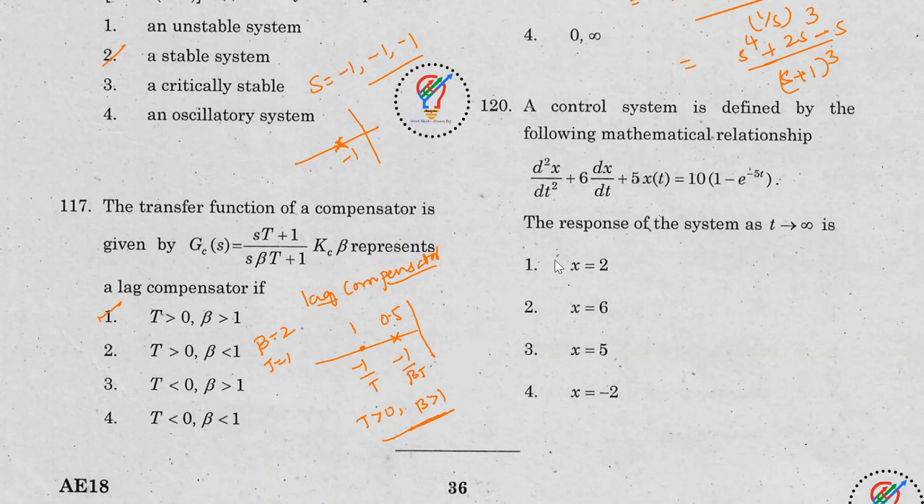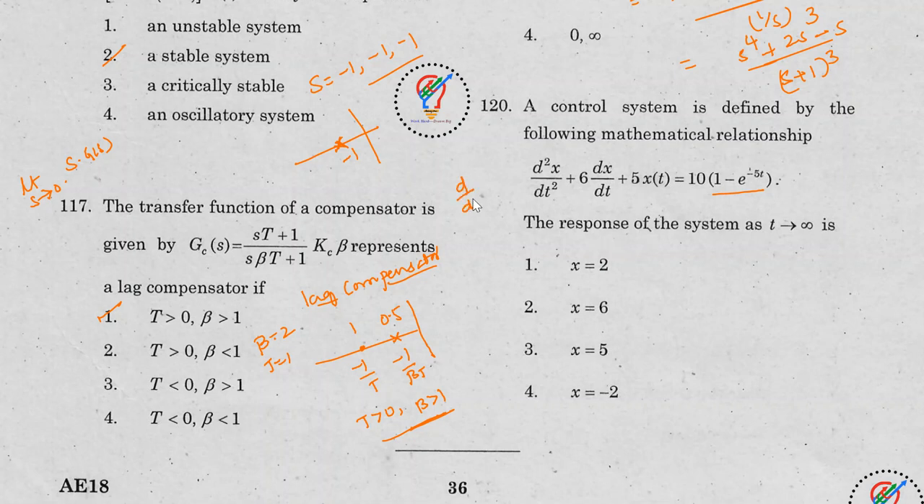Answer. Next one. A control system is defined by the following mathematical relationship. Okay, the response of the system as t tends to infinity. So t tends to infinity means what they are asking is the final value theorem. So the final value theorem says limit s tends to 0 of s into G of s, you want. Okay, so we'll take the equation here, the right side of the equation is in time domain, the left will be in time domain. So we'll convert this entire equation into s domain.